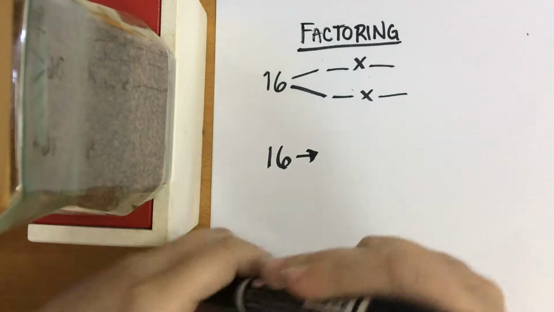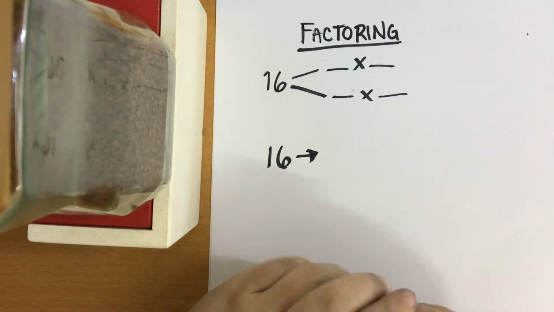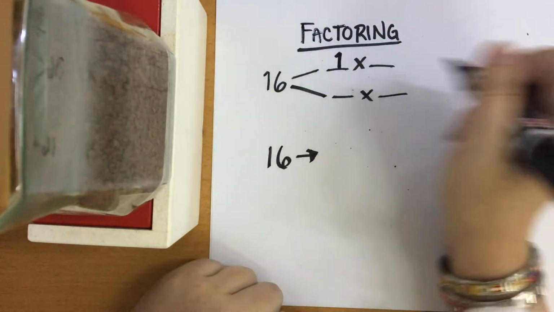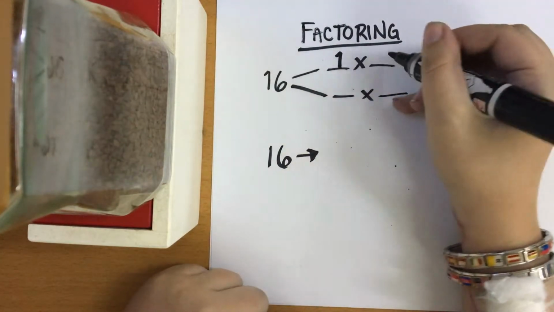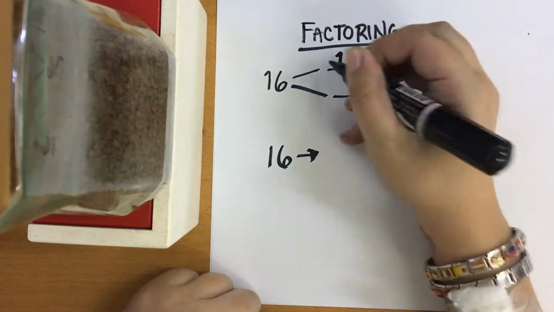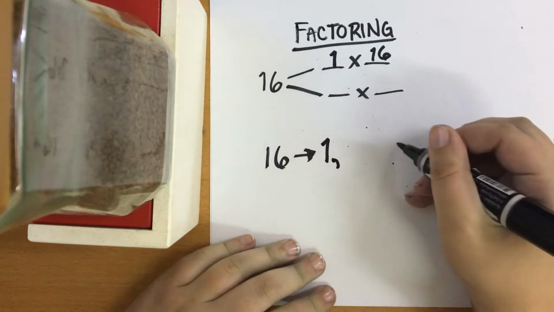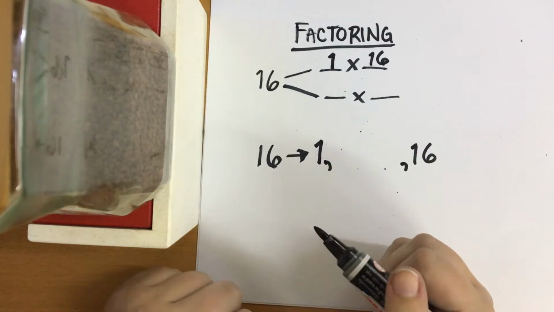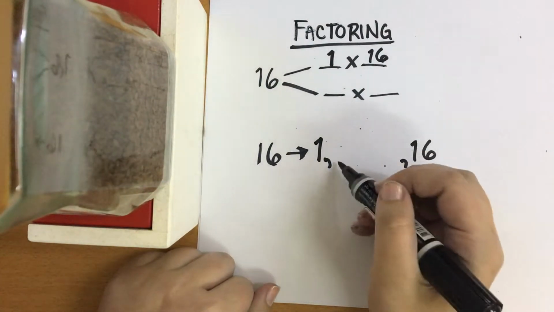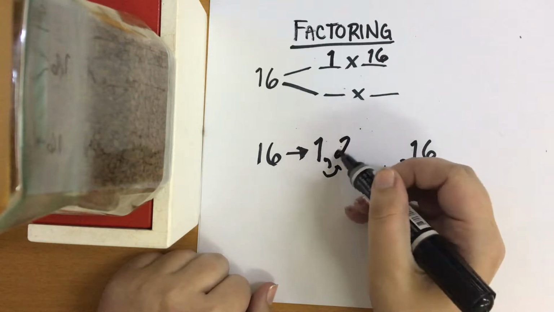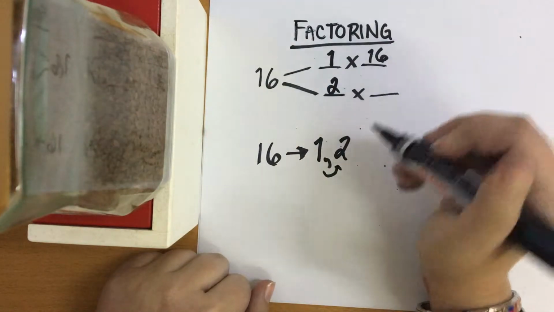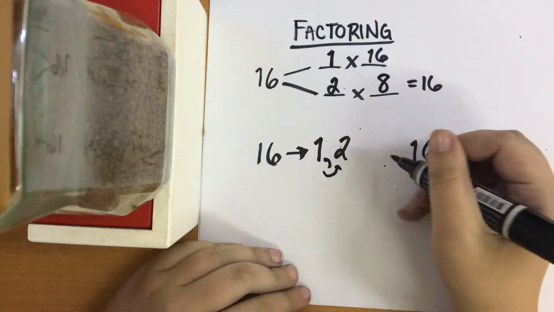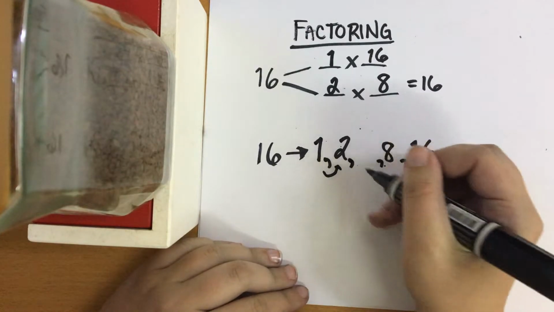Now, if you are going to begin factoring, the logical place to start is always 1, because 1 will always be a factor of any number. No matter what it is, it will be 1 and the number itself, in this case, 16. So we know that 1 and 16 are 100% going to be factors of 16. What about another one? The next logical place to go, I always find, is 2. 2 times what equals 16? The answer, of course, is 8. So 2 and 8 are going to be factors of 16.